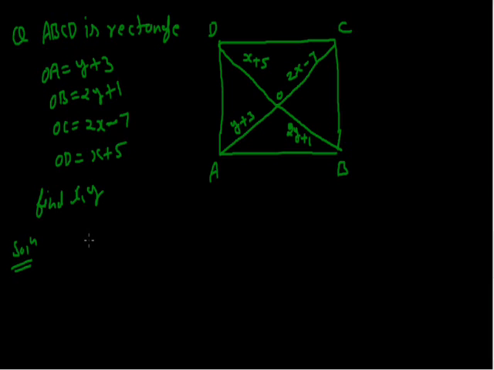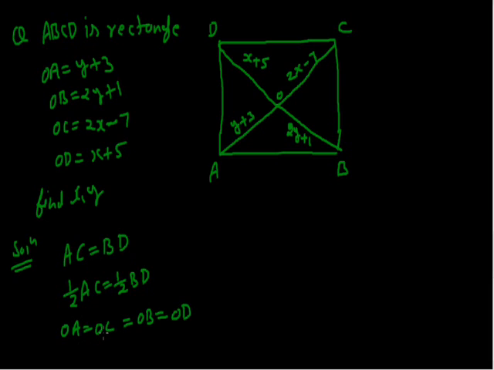Now let's see the solution. In a rectangle we know that the diagonals are equal and the diagonals bisect each other also. So AC equals BD, and that's why their halves are also equal. Half of AC is nothing but OA, or you can say OC, and half of BD is nothing but OB, or you can say OD.